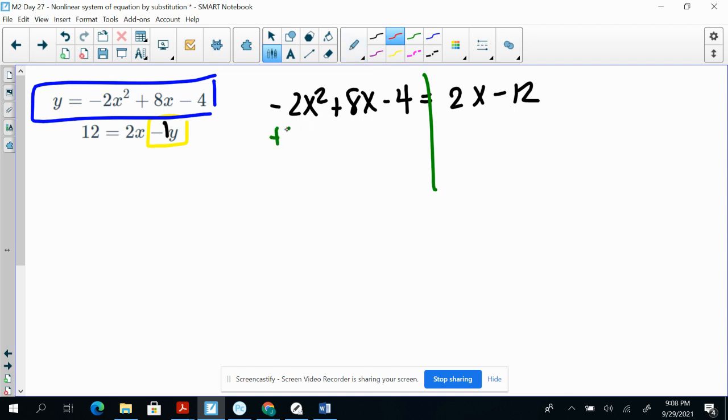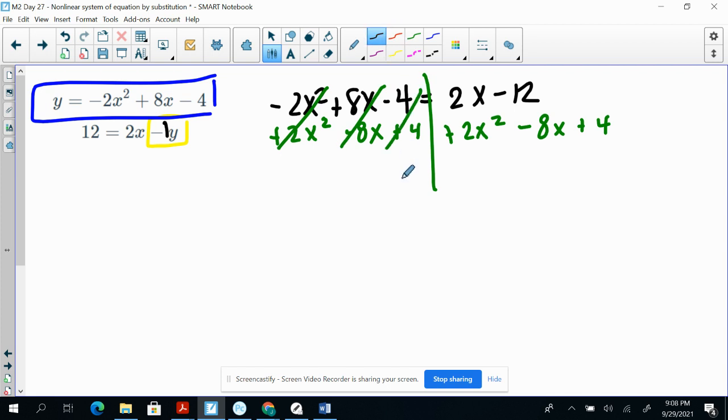So I'm going to add 2x squared, add 2x squared. I'm going to subtract 8x, and I'm going to add 4, add 4. So then now I'm just combining like terms on this side. And you have to do the opposite. Otherwise, they won't undo on the side that we need to be a 0. So now I have a 2x squared, and it's positive, so that's beautiful. So we took care of that guy.